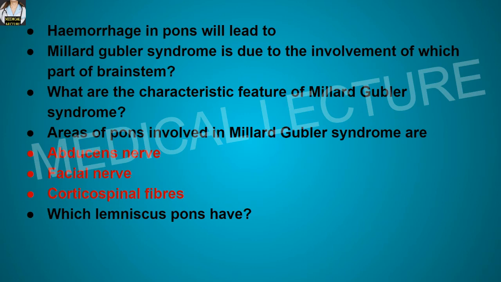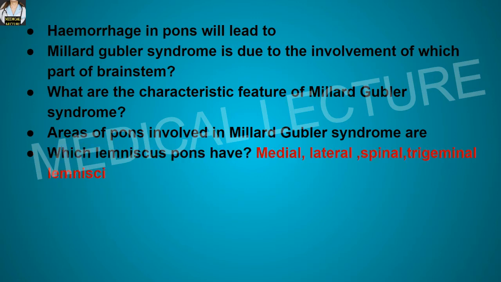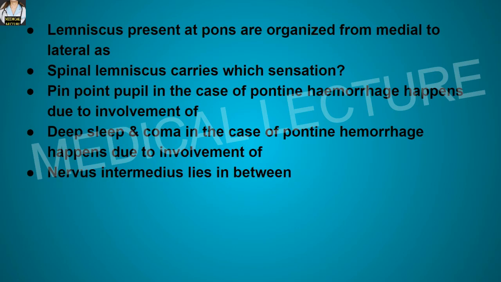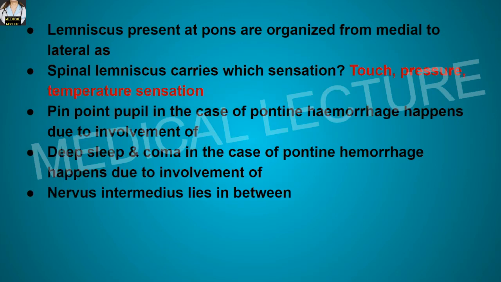Which lemnisci does the pons have? The pons have medial lemniscus, lateral lemniscus, spinal lemniscus and the trigeminal lemniscus. Lemnisci present at the pons are organized from medial to lateral as follows. Over here the most medial one is the medial lemniscus, then comes the trigeminal lemniscus, spinal lemniscus and finally the most lateral is the lateral lemniscus. Okay, now the spinal lemniscus carries which sensation? It carries the touch, pressure and the temperature sensation.